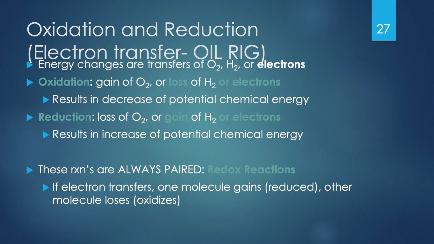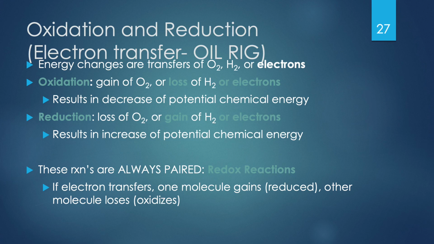Now, the opposite is true for the recipient of that electron. That molecule is going to have been reduced, or went through a process called reduction. And this is going to result in an increase of potential chemical energy because it just gained another electron. Okay, so that's it. Very simple, very straightforward.